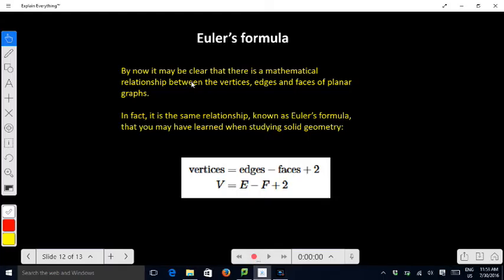Oh no, sorry, we've got Euler's formula. It's clear by now that we've got a mathematical relationship between vertices, edges, and faces. In fact, it is the same relationship known as Euler's formula that you may have learnt by studying geometry. We haven't had a look at that in this course this year, but you might have seen it in the past. So the number of vertices is equal to the number of edges, take away the number of faces, plus 2. So a little definition for you.